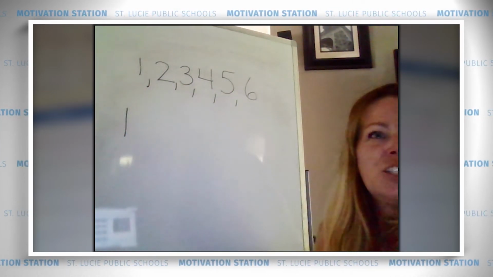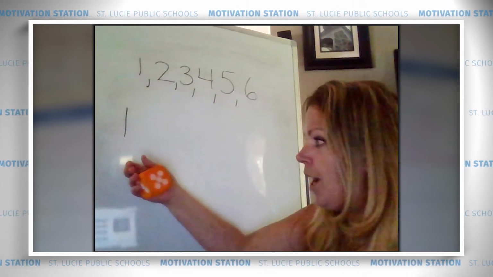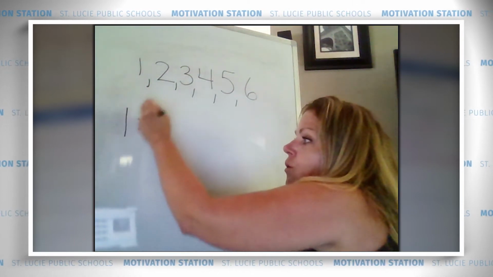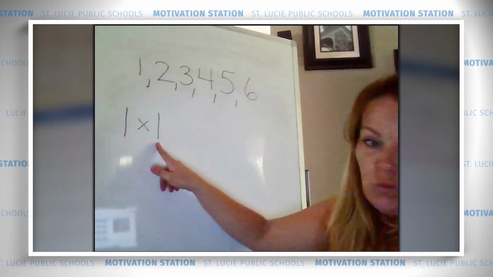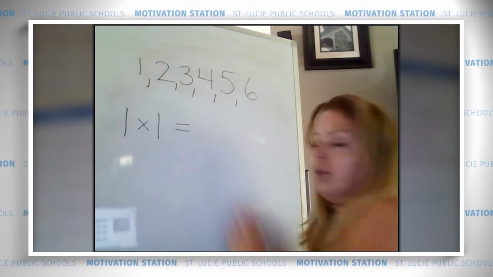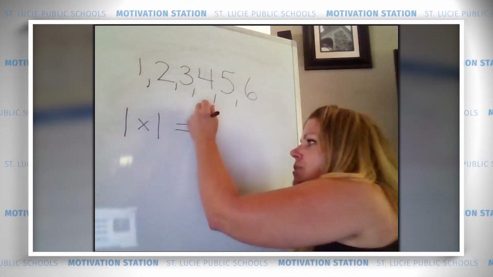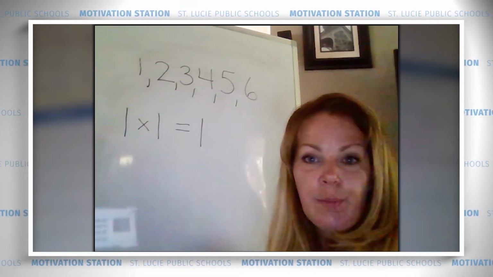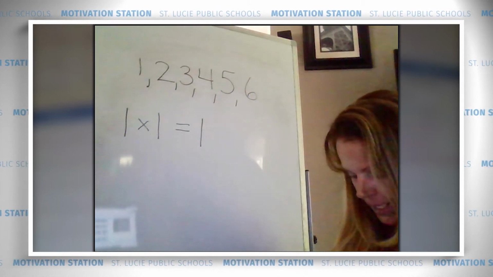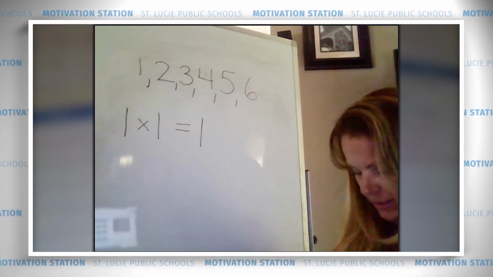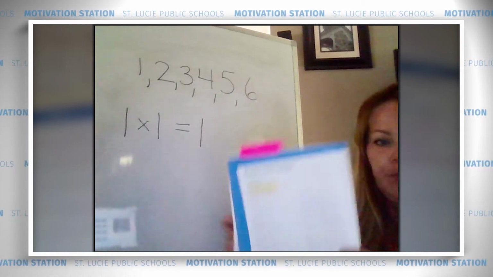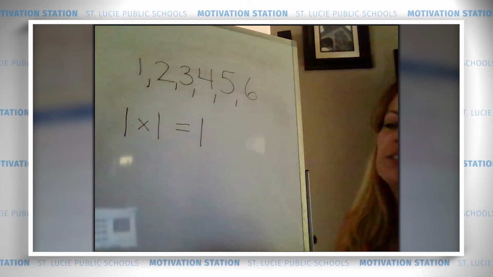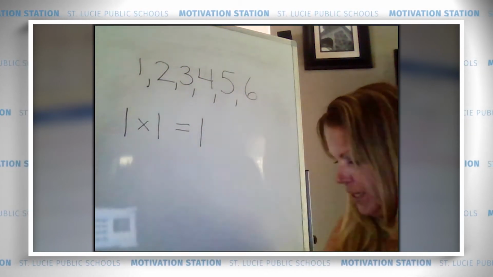Okay? So let's figure out the products for each. If I rolled a 1 and then I rolled another 1, so that would be the factors 1 times 1, would equal a product, that's right, of 1. All right, so we're going to do this together. This is going to be on workspace page 28. Go ahead and turn to page 28. And you can see all the multiplication products there, number cube products. So we're going to go ahead and finish this set right here.